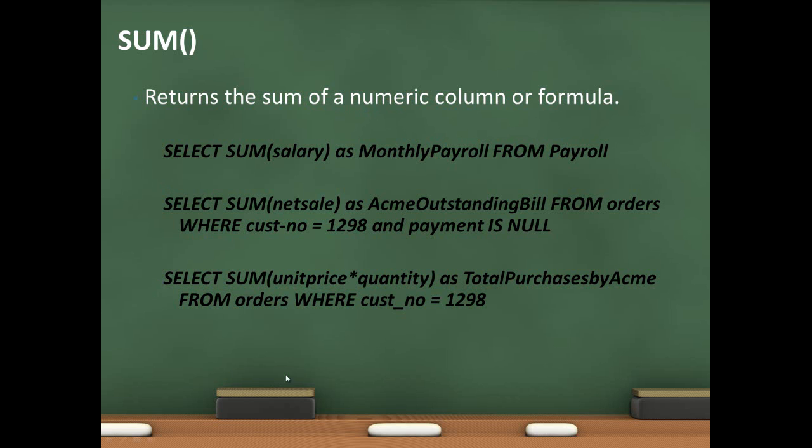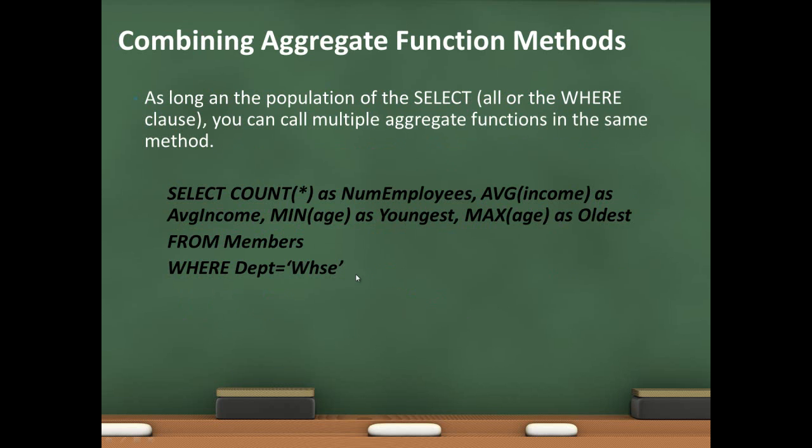And also notice that sum works also, as I mentioned earlier, with formulas. So in this bottom example on the screen here, I'm summing the unit price column times the quantity column, and I'm doing that for all my orders for just one customer, whoever customer 1298 is in this orders table. So we talked about combining the aggregate functions before. I said we can put multiples. In fact, we just did that a moment ago where we put multiple aggregate functions within the same query.